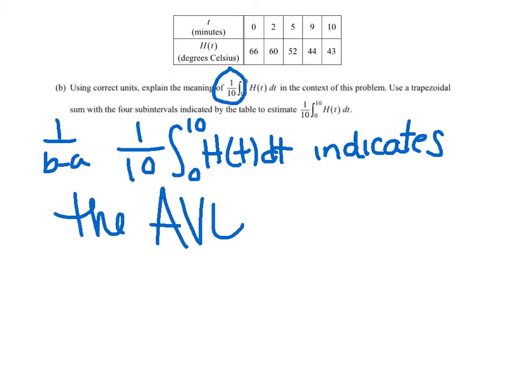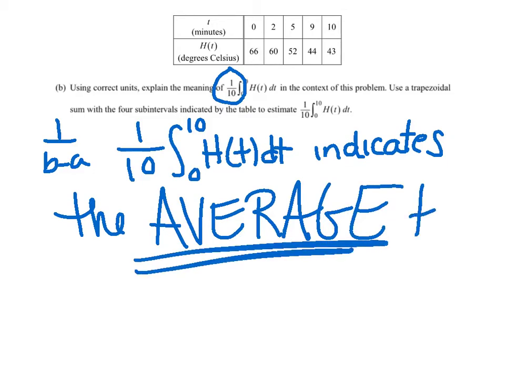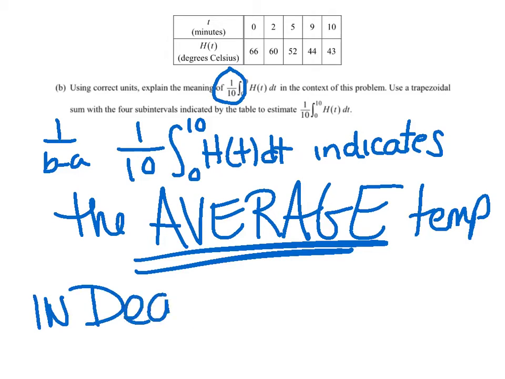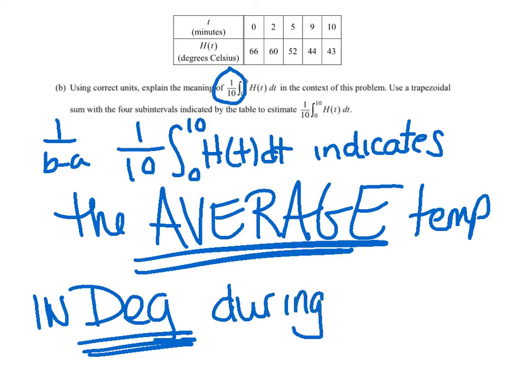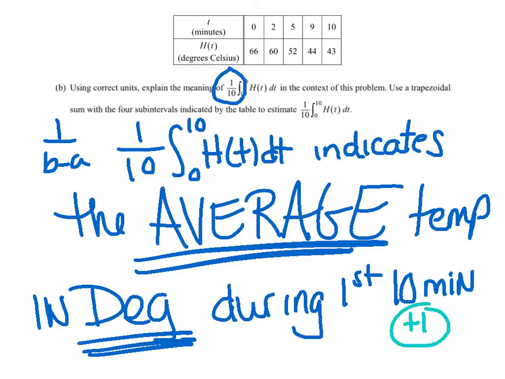the average temperature in degrees. So there I am talking about my units. And you can say during the first 10 minutes, or from t equals 0 to t equals 10 minutes. Hopefully that does it, and that should be pretty straightforward, I would assume. So that expression itself is going to get us 1 point. So again, 2 pretty basic points on this exam so far.